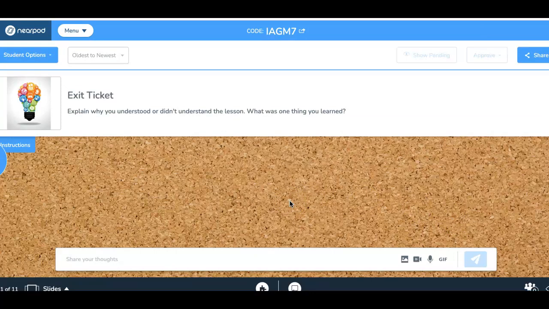And then the last thing, the students will basically explain why they understood the lesson or why they didn't, and they can add one thing that they learned. And this will help me get a better understanding of who didn't understand it and why they didn't understand it, so I can plan for my next lesson.